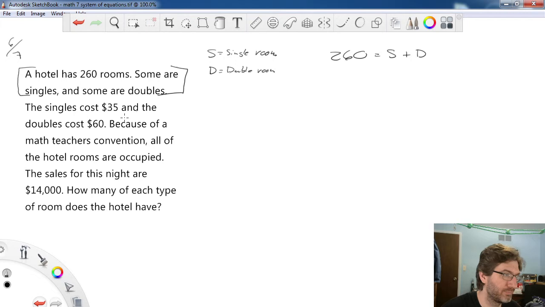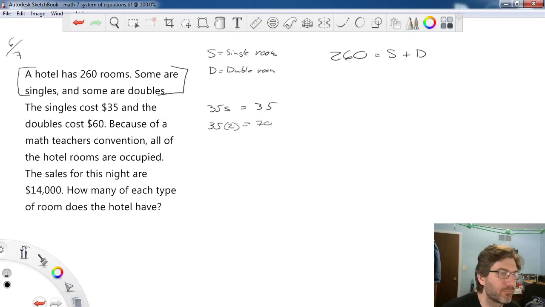So just by reasoning, one single equals 35, two singles would equal 35 plus 35, or 35 times 2, or 2 times the price of your single room. In other words, we're going to be writing it as 35 times one single, 35 times 2 singles would be doubling this. So what is that?